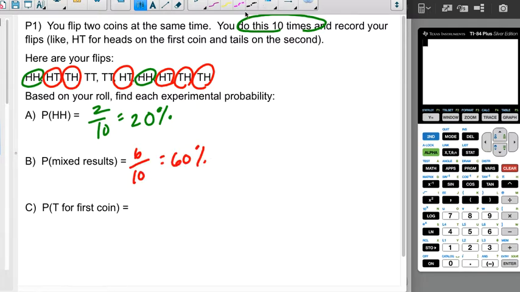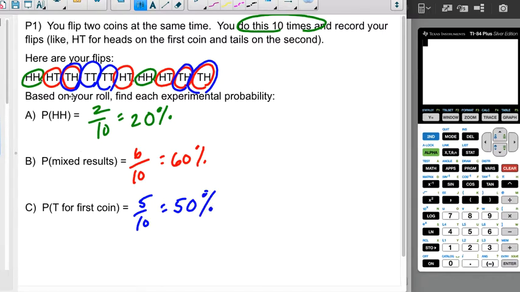And what's the probability that the first coin is a T? Well, first coin is a T. 1, 2, 3, 4, 5. So it seemed to be 50%, right? 5 out of 10 is 50%. So that's how probability works. It's favorable outcomes out of the total number of outcomes.